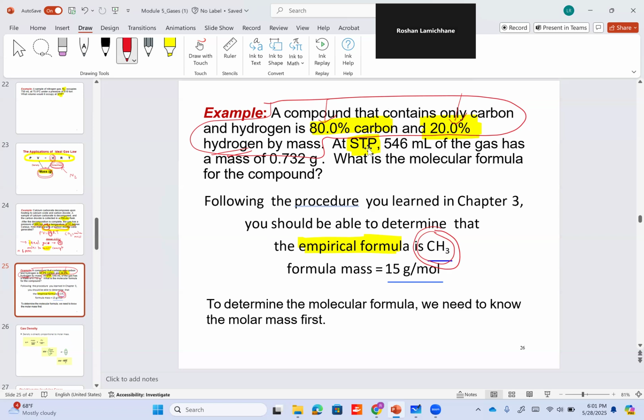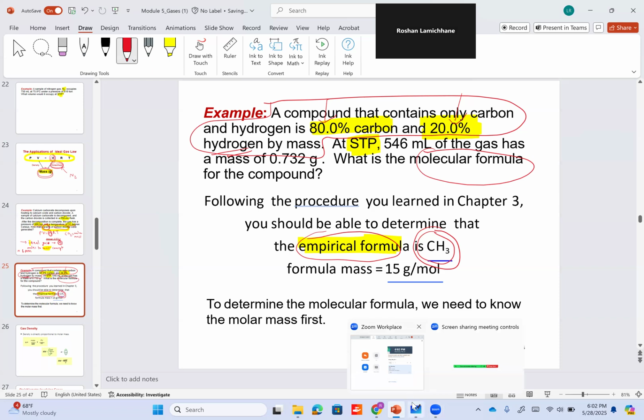At STP, we know the temperature, we know the pressure, and I'm able to figure out the number of moles, right? And I can use the number of moles and this mass given to find the molar mass. And we learn how to use the molar mass and the empirical formula mass to figure out the molecular formula. All right, so bear with me and then we can slowly work through this problem.